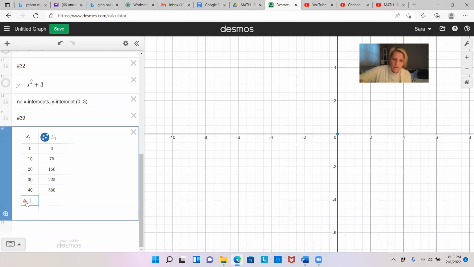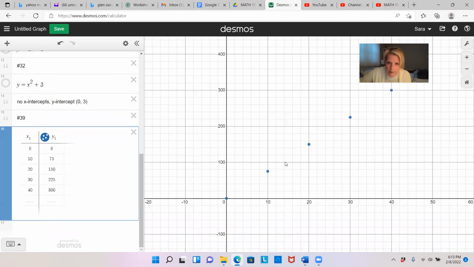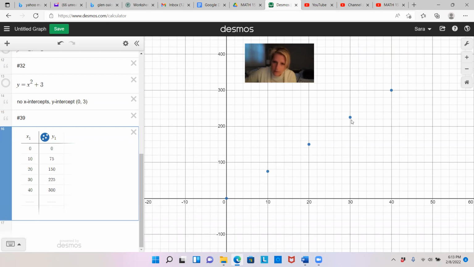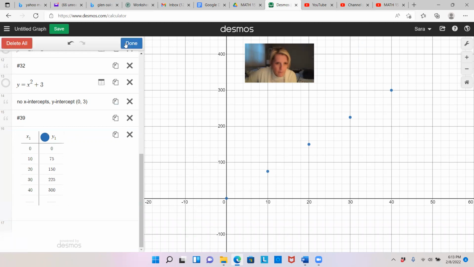So notice there is a magnifying glass here in the bottom left. See where it says zoom fit on my video? If you click that, it automatically does the scaling for your graph. So it should plot the points right there. Yep. And it sure did.